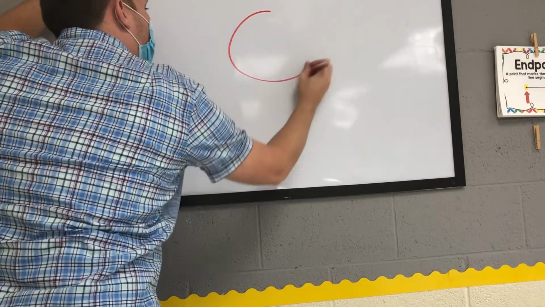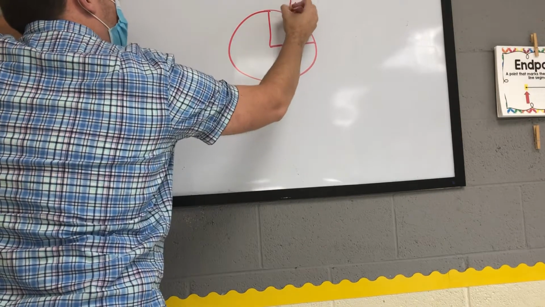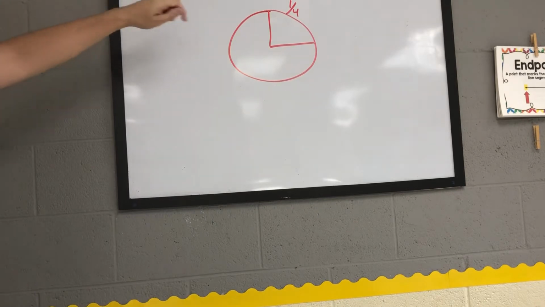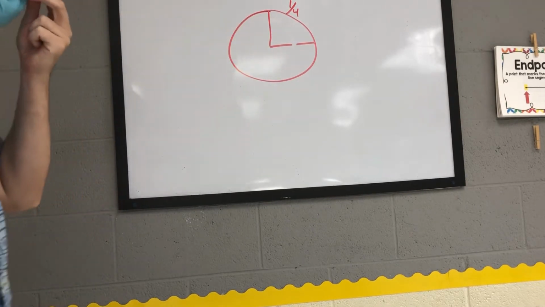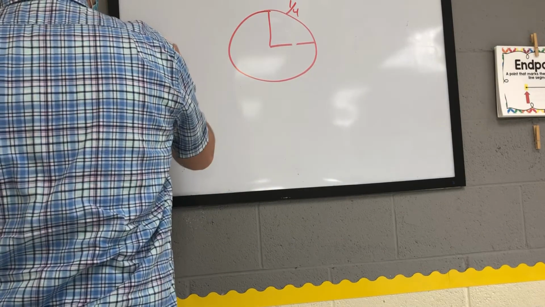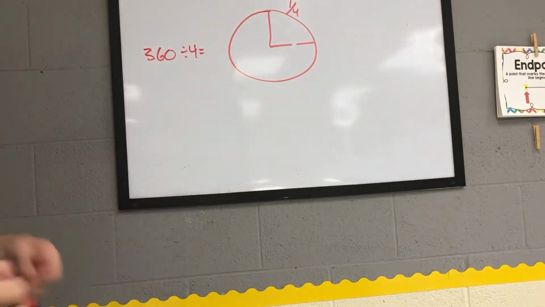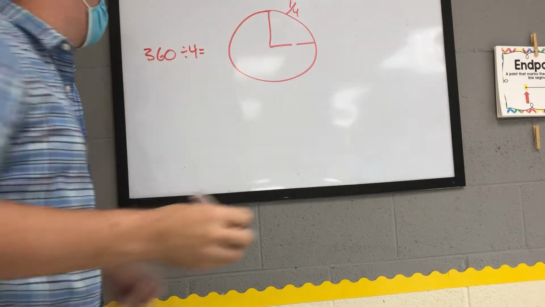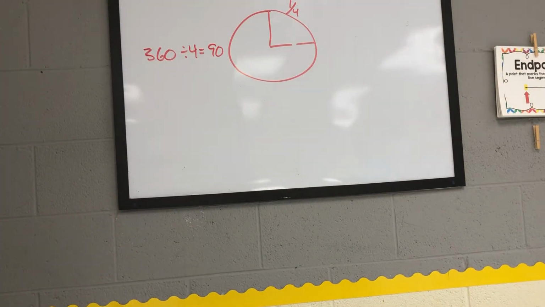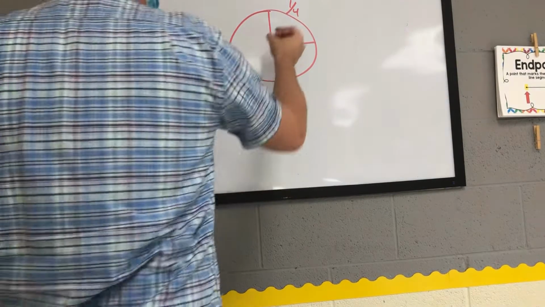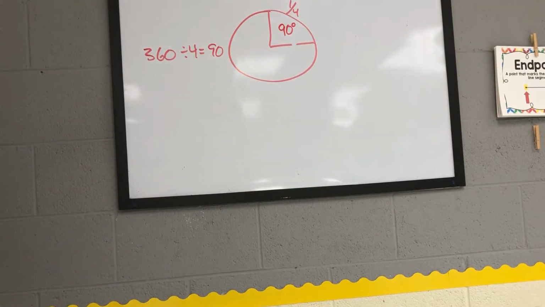Let's try another one like that. This is 1/4 of the circle. This slice of pie is 1/4 of the circle. Well, how many degrees is that? Well, I can do 360 divided by 4 equals, and that would tell me how many degrees that is. So 360 divided by 4 equals 90, so this slice of pie would be 90 degrees.